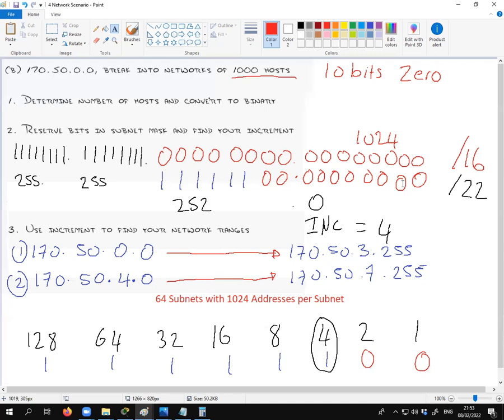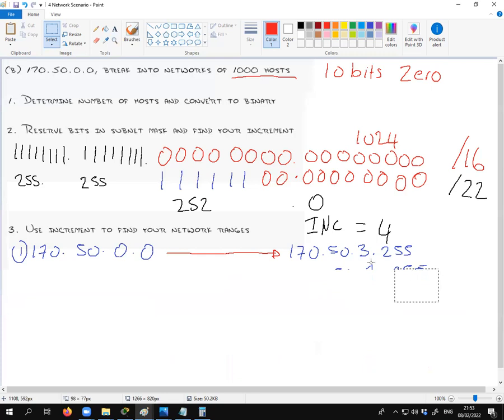Yeah, just so you said that 64 subnets with 1,024 addresses per subnet. But obviously, if we're going from 170.50.0.0 up to 255, is that not one subnet? Very good question. Right, let me just clean this up. We'll just look at one here.